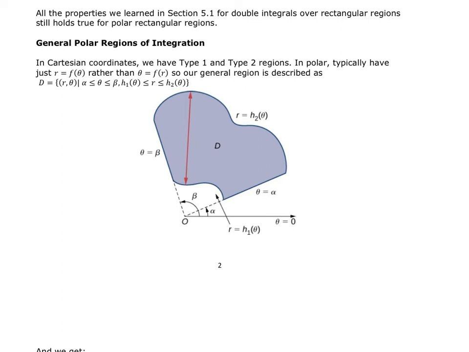And of course, if we can do it in rectangular polar, then we can also do it in the general. With the general polar regions, we're going to have our theta still going from alpha to beta. But now our r is going to be in terms of two functions, that is in terms of theta. In Cartesian or rectangular, we had type 1 and type 2 regions. In polar, we typically only have r is equal to some function of theta, rather than theta is equal to some function of r. It's typically what we do. So we really only have this kind of general region, our region D.